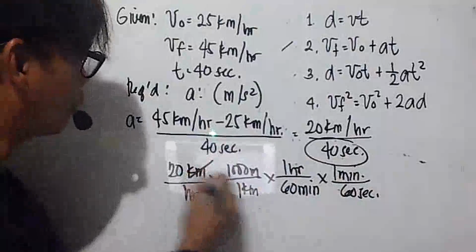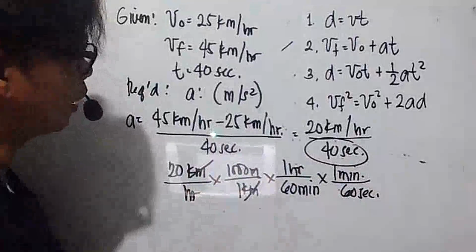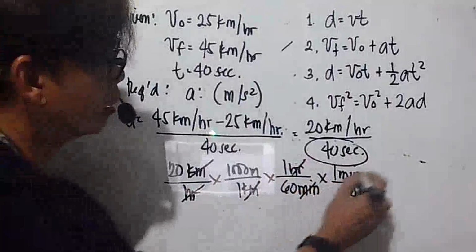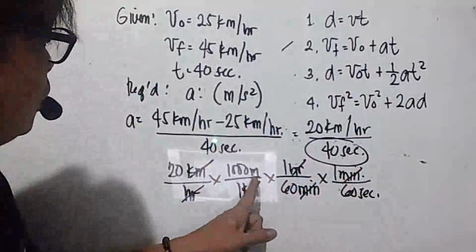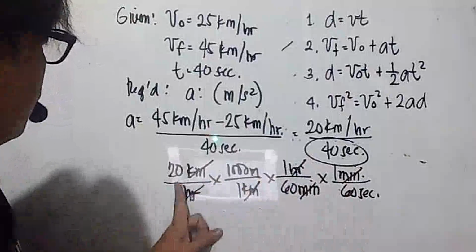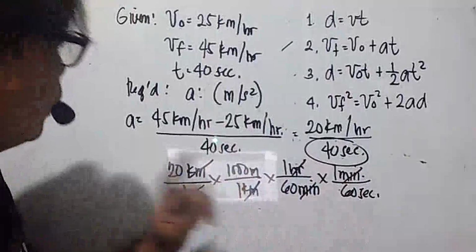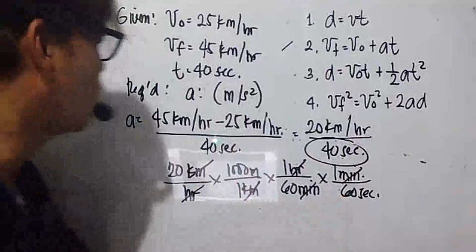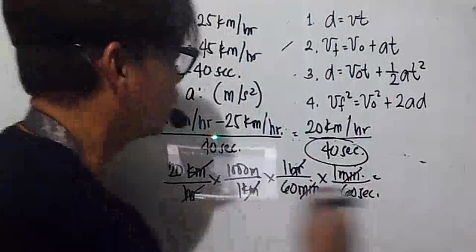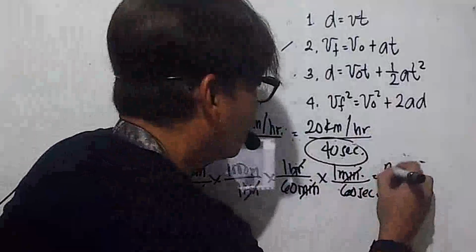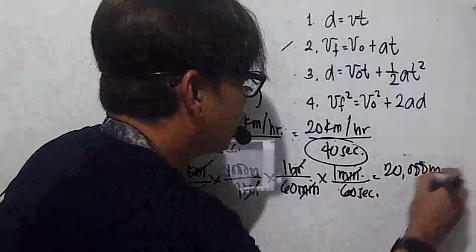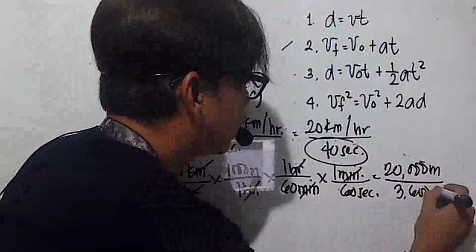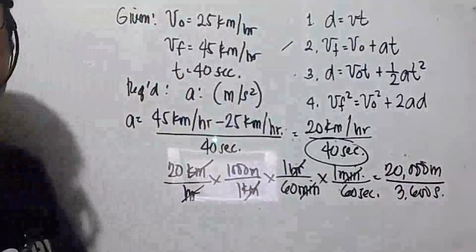So kilometers will cancel. Meter is retained. And then your time now, hours will cancel with hours, then minutes will cancel with minutes. Right now this is meters per second. So it is 20 times 1,000, that is 20,000, divided by 60 times 60, that is 3,600. So it is equal to 20,000 meters divided by 3,600 seconds. Let's divide.